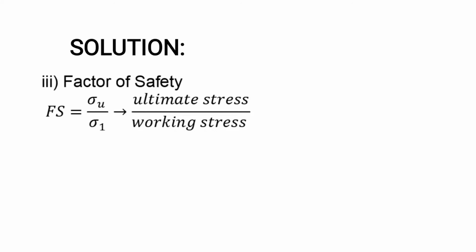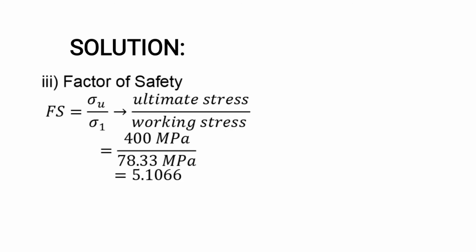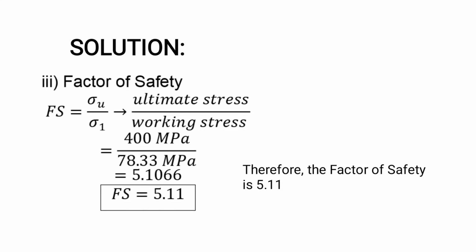Now that we have the working stress, we can calculate the factor of safety. The formula for the factor of safety is equal to the ultimate stress over the working stress. We have an ultimate stress of 400 MPa over the working stress of 78.33 MPa. Dividing, we get 5.1066, so we have a factor of safety of 5.11.